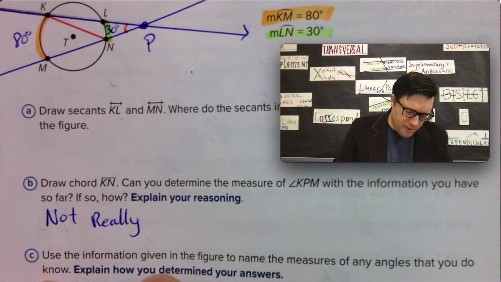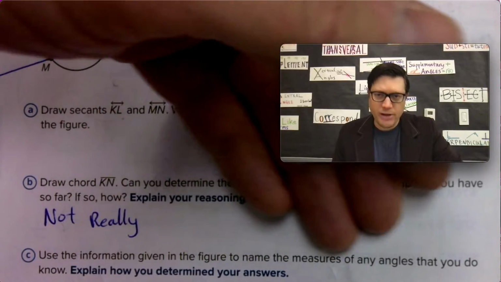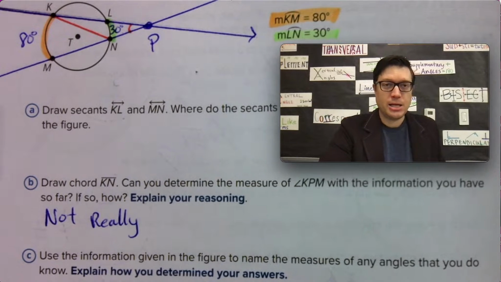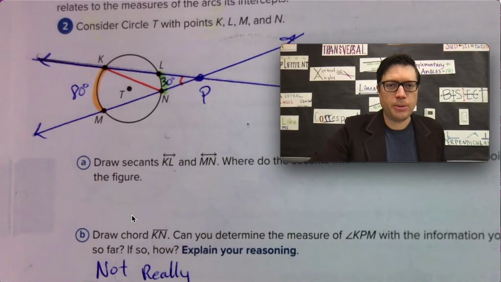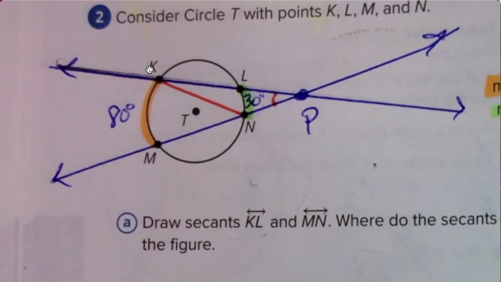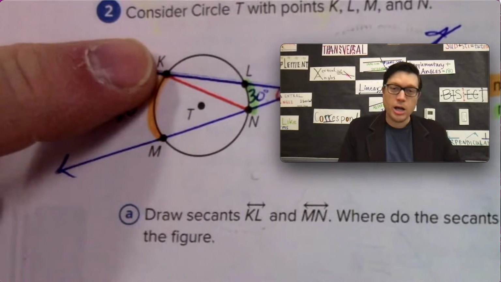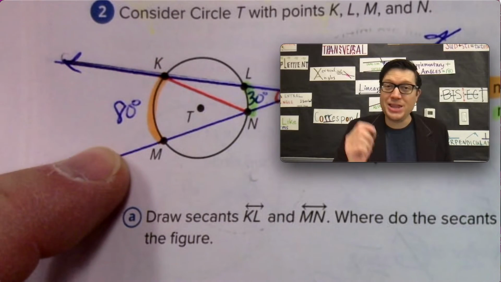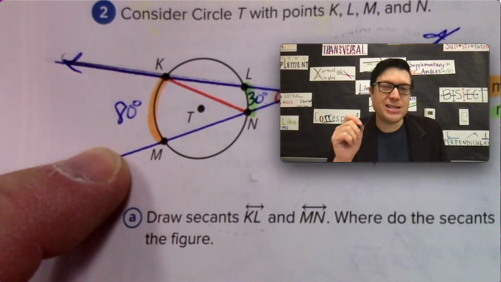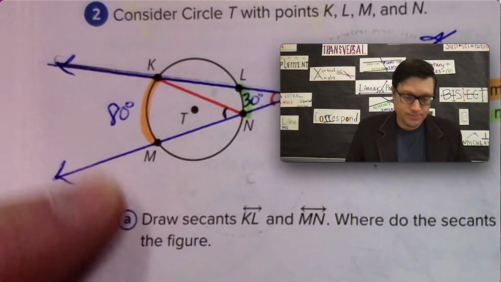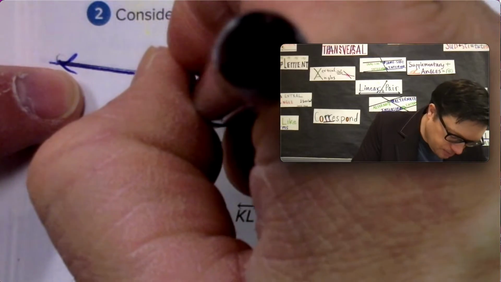Part C, use the information given in the figure to name the measures of any angles that you do know. And I know this. Let me zoom in over here on our shape, okay? If we have an 80-degree intercepted arc, then the inscribed angle is going to be 40 degrees. And that inscribed angle is angle KNM. So put a marker for an angle right there and make sure that you mark it as 40, half of the 80 that's on the outside.